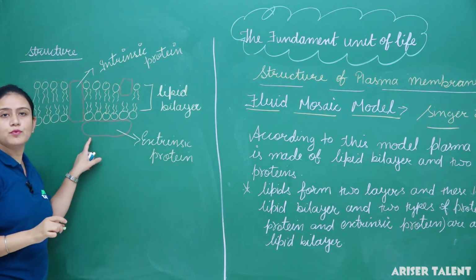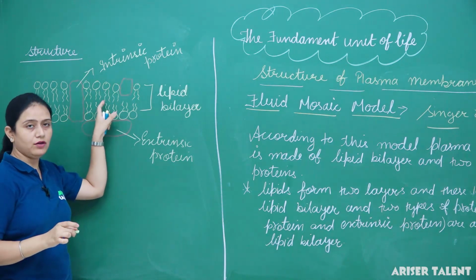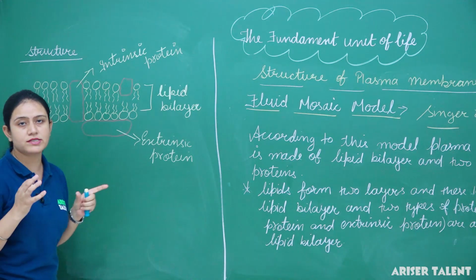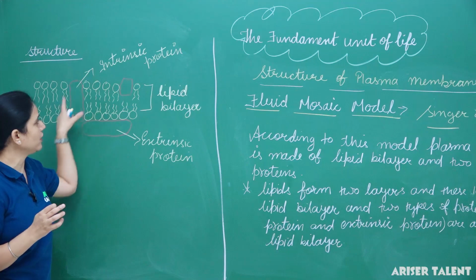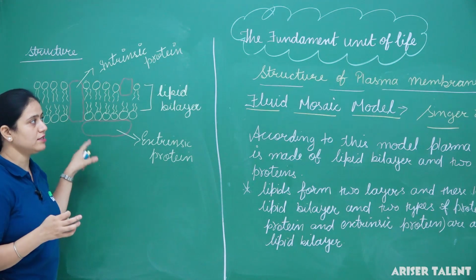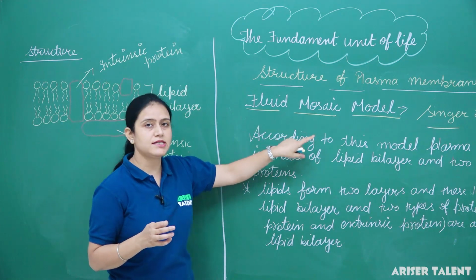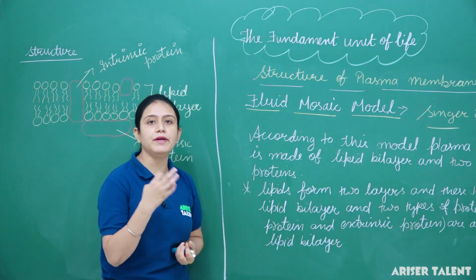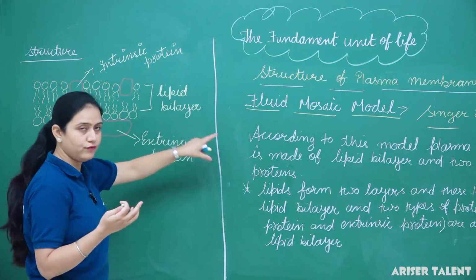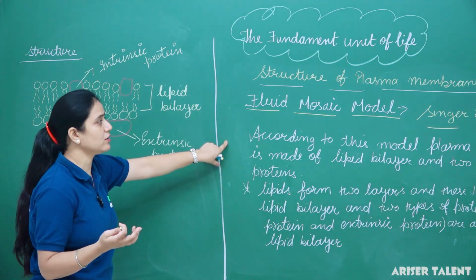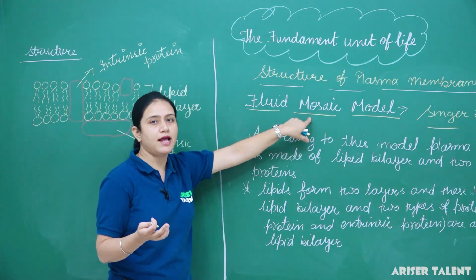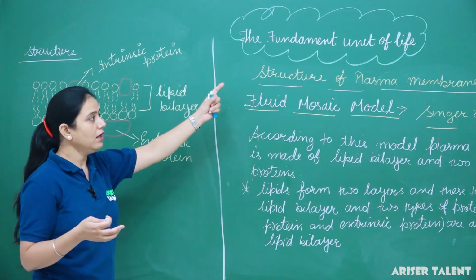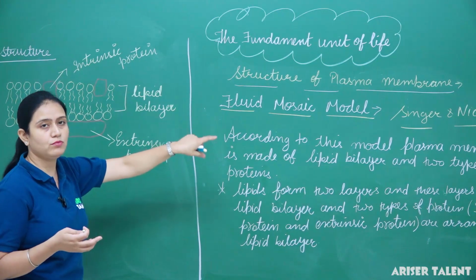Okay, so here proteins are embedded or arranged in such a manner that they are forming a mosaic form. Okay, this form is known as mosaic form. This is the reason scientists have given the name to this structure, fluid mosaic model, because lipid bilayer forms the fluid form, viscous fluid like structure, and then proteins are embedded or arranged in the mosaic manner. This is the reason this model is known as fluid mosaic model.